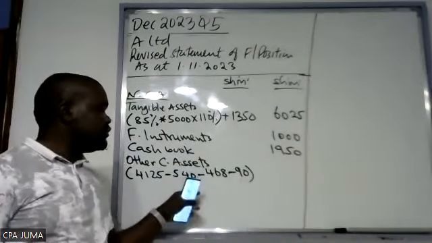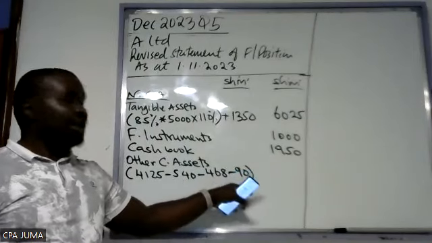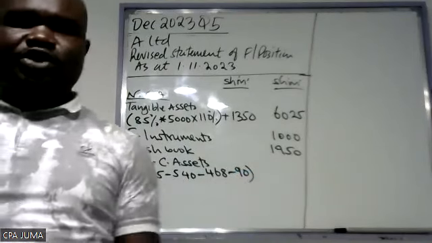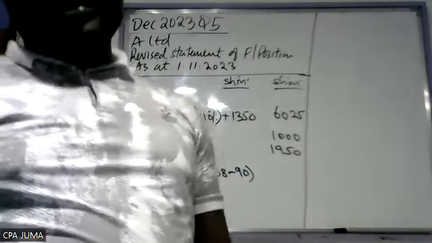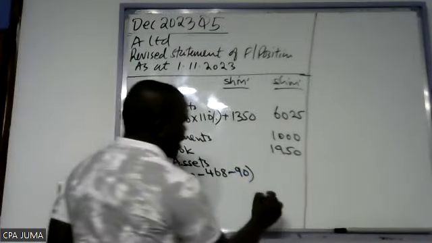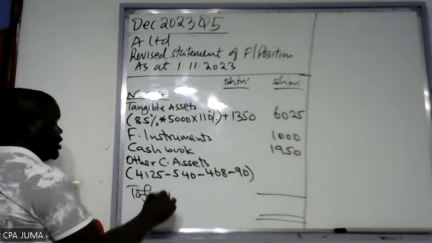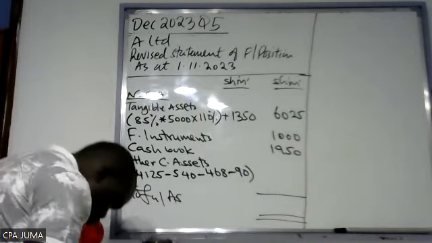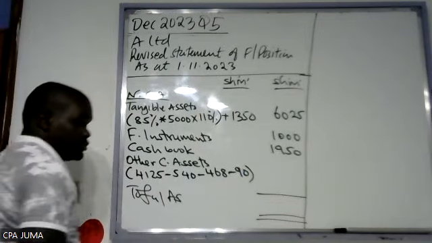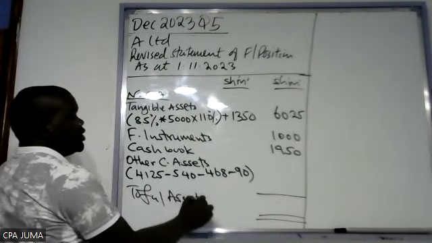So this minus inventory, minus receivable, minus loss in value of bond investment. How much? Then we are done with the assets. You will give me the total assets here. Total assets.